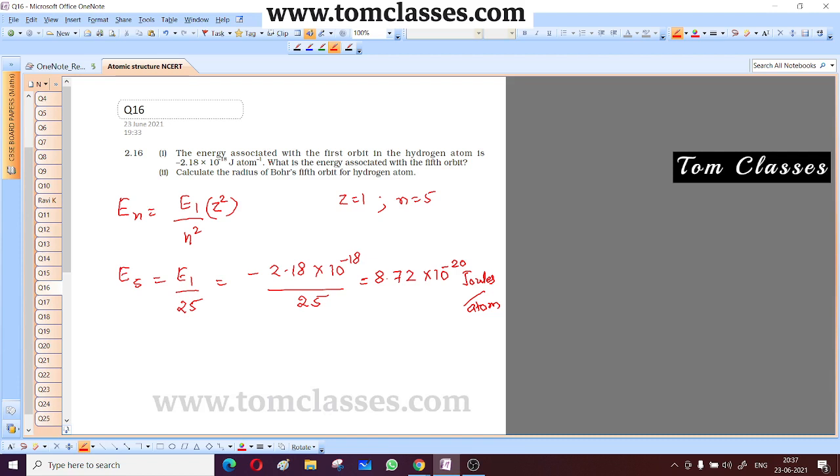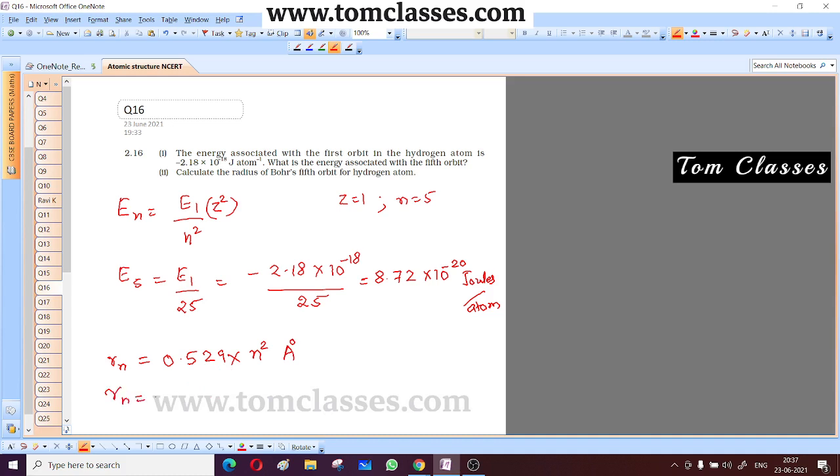Okay, calculate the radius of Bohr fifth orbit for hydrogen atom. So if I have to calculate the radius, what is the relationship which we have? Rn, the radius in the nth orbit, is going to be 0.529 angstrom into n square. It depends upon n square. That is the radius. We know this relationship.